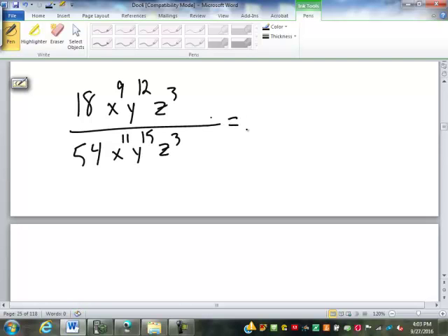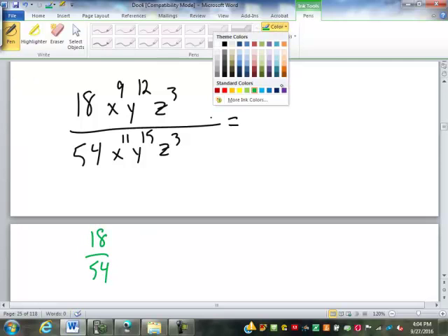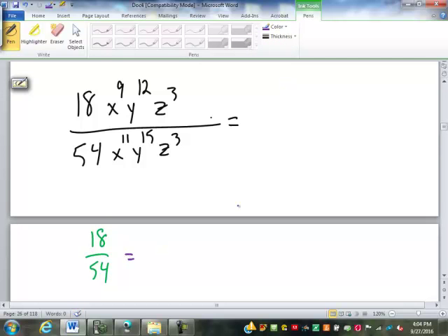Try that one in your notes quick. So if I reduce the numbers, 18 over 54, what does that reduce to? 1 over 3. Good, 1/3. So up here, my numbers are going to be 1 on top, 3 on bottom. Do I need the 1 on top? Well, at this point, we don't really know yet, right? So we're going to leave it there for now.